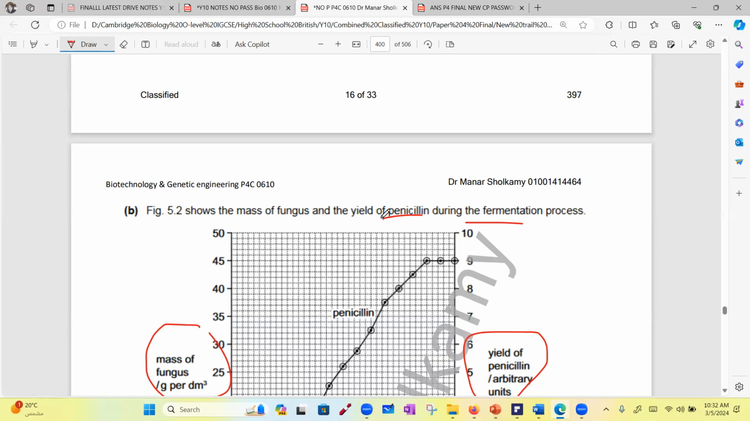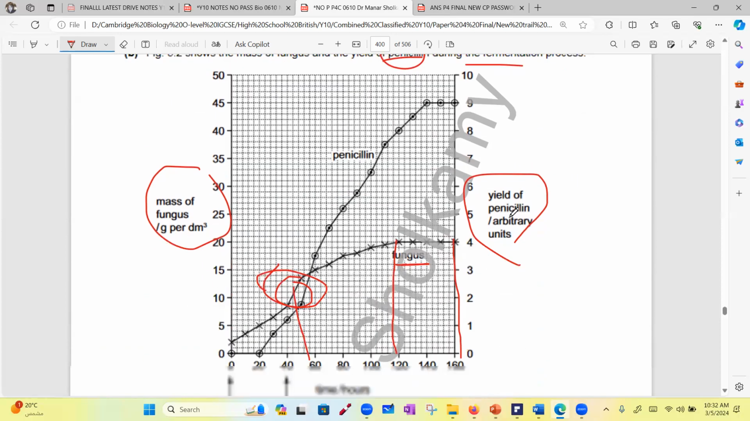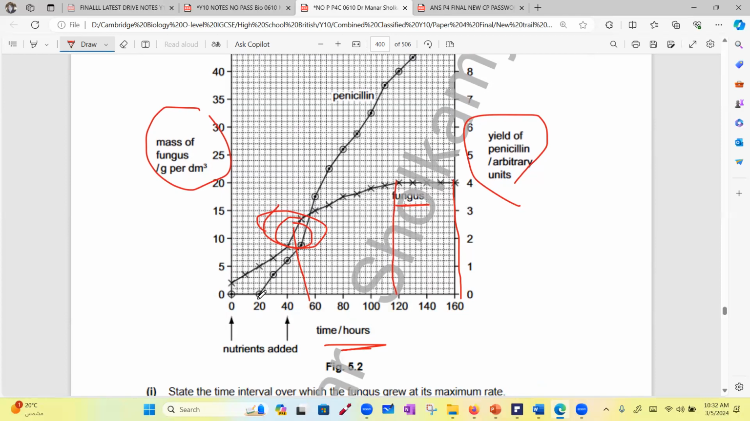It shows the mass of the fungus and the yield of the penicillin during the fermentation. At the beginning, there was no penicillin, even though there was fungus. What is your defense? What are you saying?